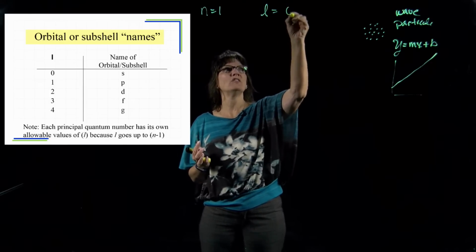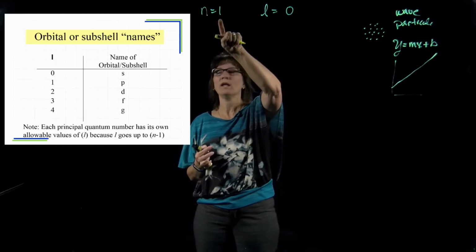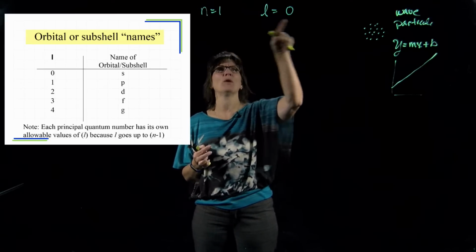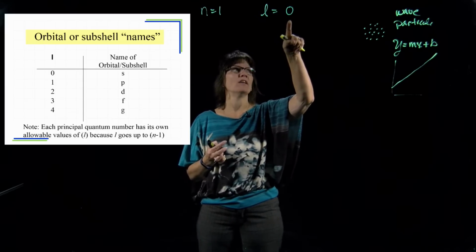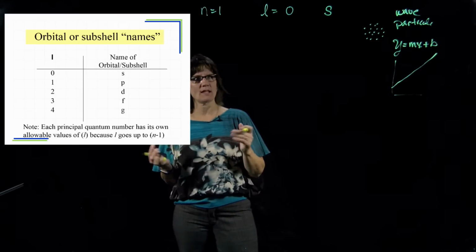Well, L starts at 0, that's the smallest one you can have, and it keeps increasing until you're 1 less than that. If it keeps increasing until you're 1 less than that, well, that's 0 and I'm done. And what is the name of that subshell? The name of that subshell is an S subshell. Okay, so that's the first one.